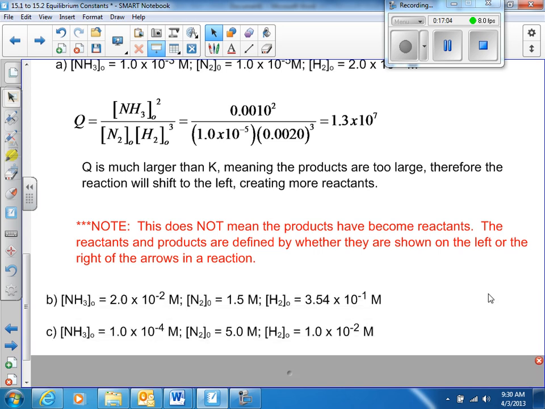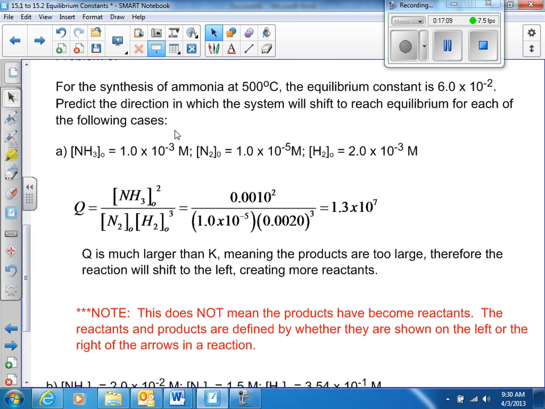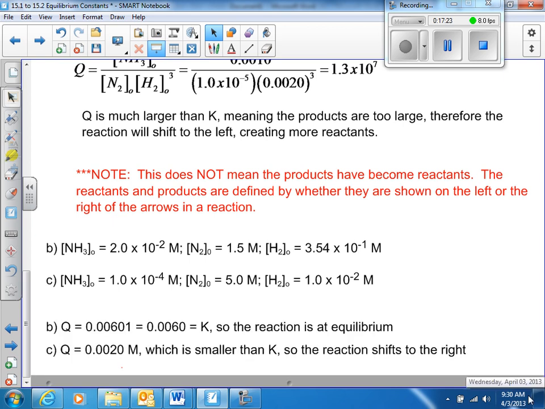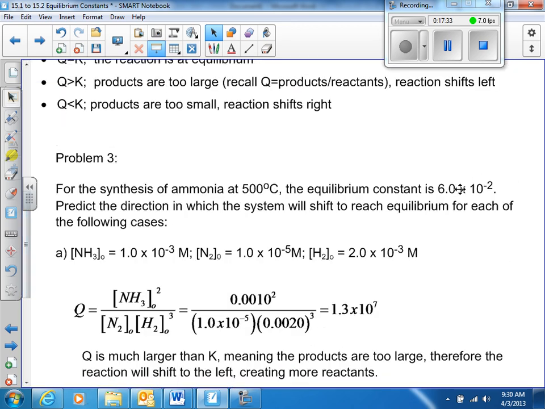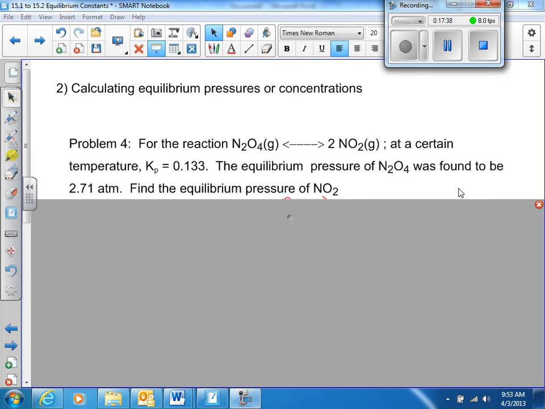Okay, here are two more problems. Same reaction, same question. Determine if the reaction will shift to the left or to the right, or not shift at all. Pause this, work out the problems, and I'm about to show you the answers. There's your answers. Okay, these two, they're close enough. We're at equilibrium. Here, Q, 0.002, is smaller than 0.006, so Q is less than K. Reaction shifts right.